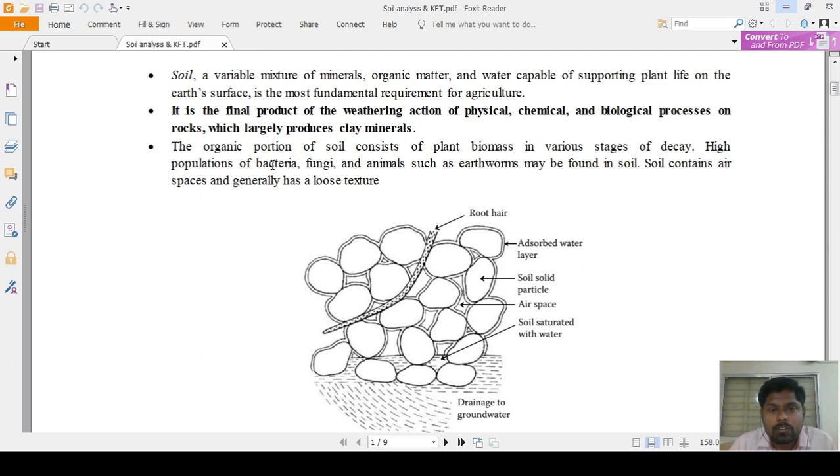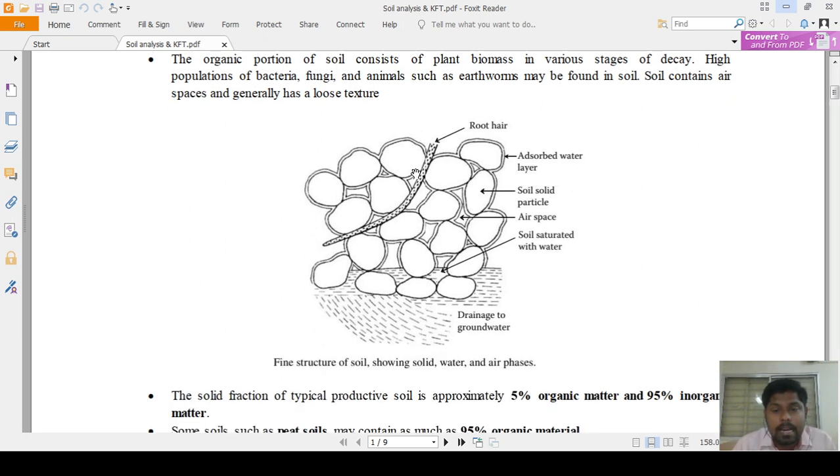The organic portion of soil consists of plant biomass in various stages of decay. High populations of bacteria, fungi and animals such as earthworms may be found in soil, and soil contains air space and generally has a loose texture. That is the diagram for the fine structure of soil, showing the solid, water and air phases.